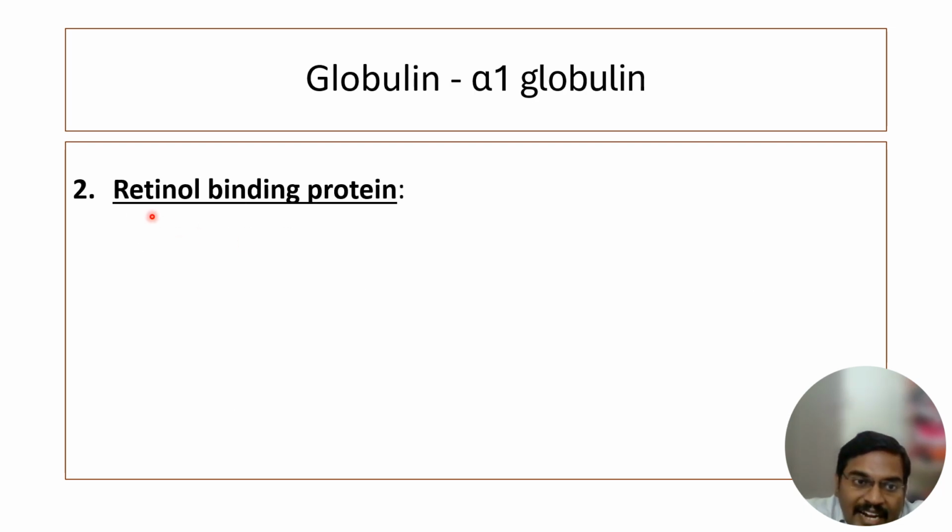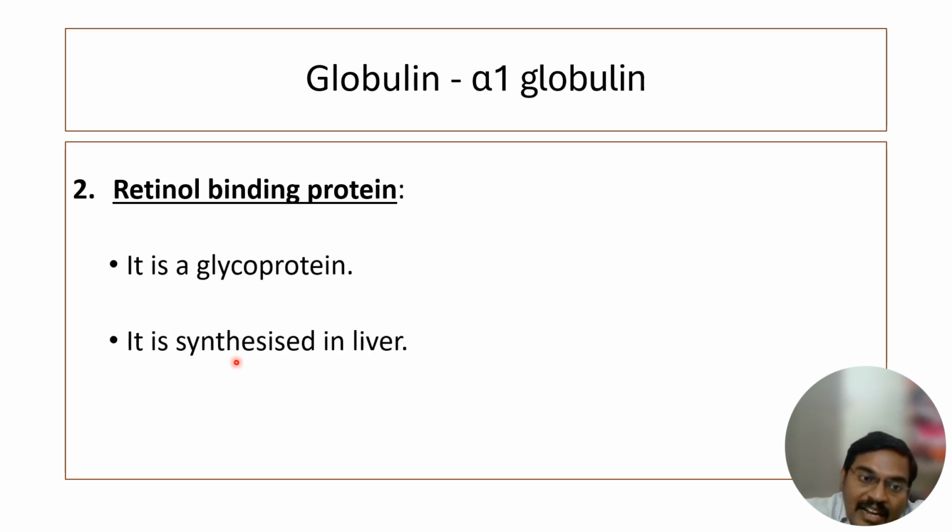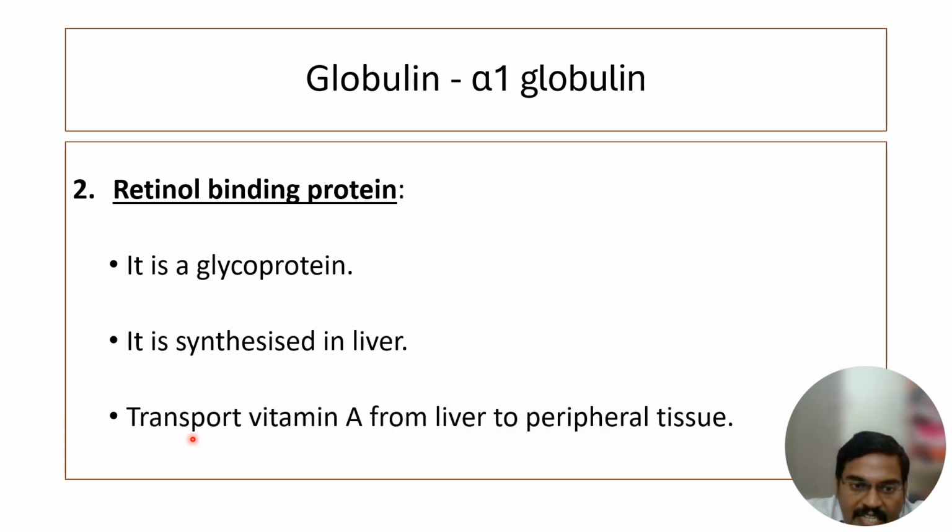Next, coming to retinal binding protein. Now tell me, retinal binding protein is what type of protein? It is a glycoprotein, and it is produced from liver. What is the function of retinal binding protein? It is involved in transport of retinol, that is vitamin A, from liver to peripheral tissue. That's all about retinal binding protein.